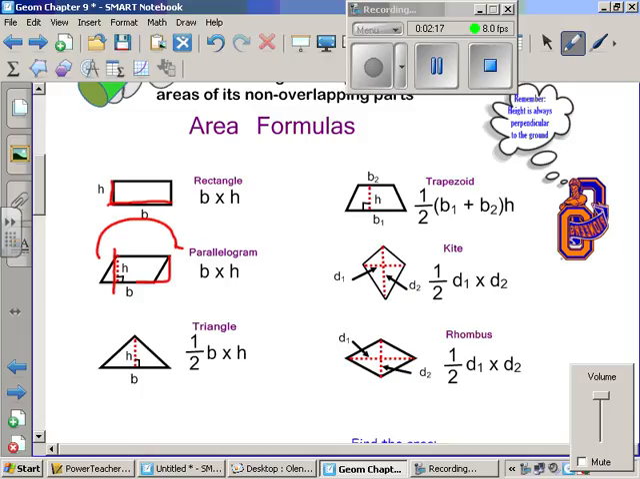Now, I got to give you a caveat here. Remember, height is always perpendicular to the ground. So this side here is not height. It's the height straight up and down.